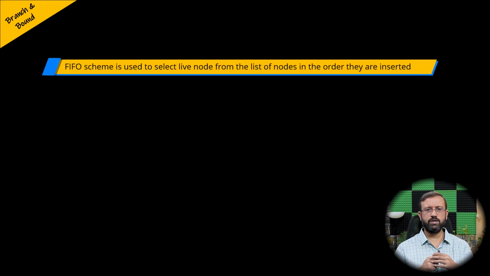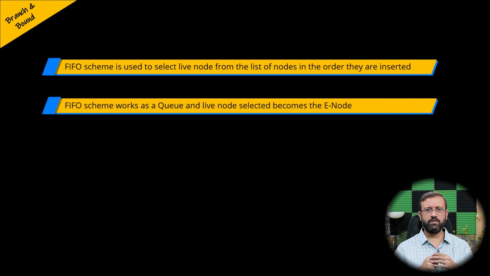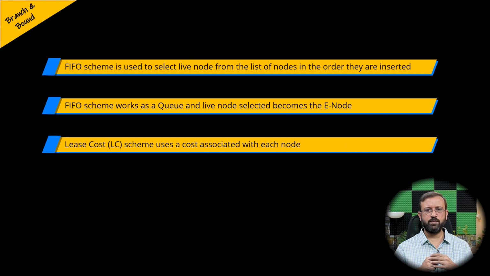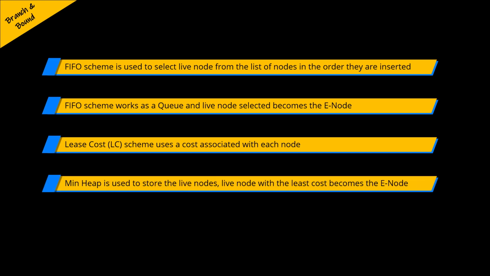One way is to use the first in first out scheme, which selects the live nodes from the list of live nodes in the same order they are inserted. That is, the list of live nodes behaves as a queue. The selected live node becomes the E node. The other way is to use the least cost scheme, which uses a cost associated with each node. The live node is selected from the list of live nodes based on the least cost. To use this scheme, a min-heap is used to store the list of live nodes. The selected live node with the least cost becomes the E node. So this is how the branch and bound strategy works to find the solution to a problem.